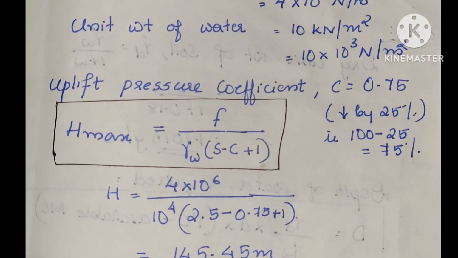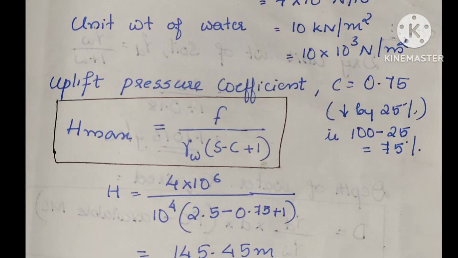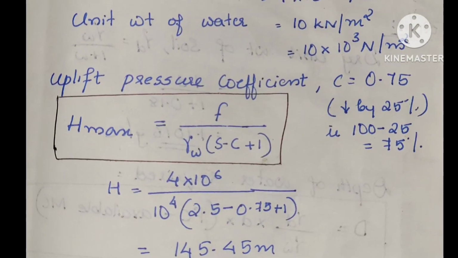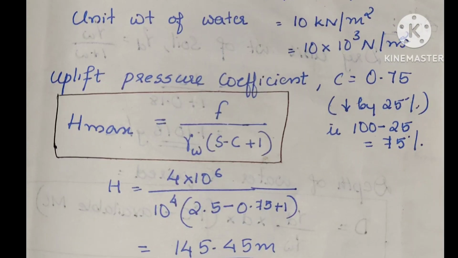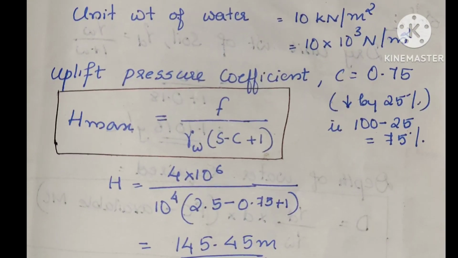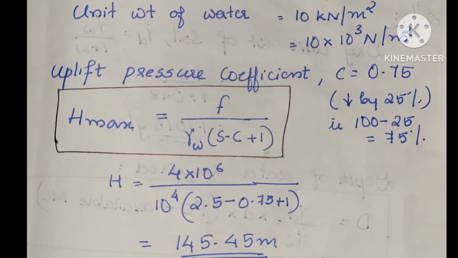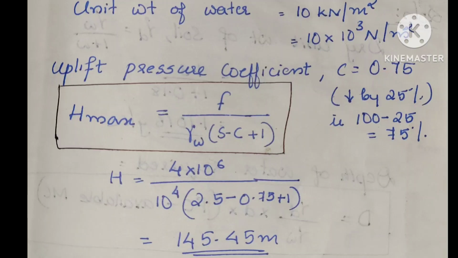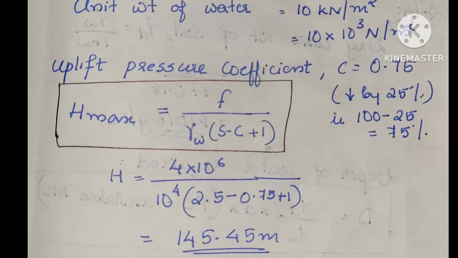Therefore, what we have to find out is the maximum height of the dam, denoted by H max, and the equation is F upon gamma W into (S minus C plus 1). All the terms are given here. So just substituting, we get the maximum height of the dam as 145.45 meter.